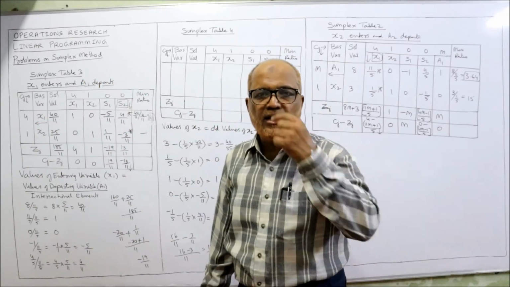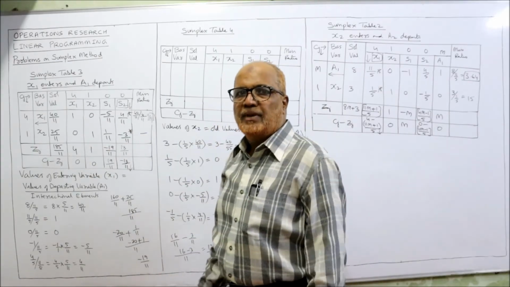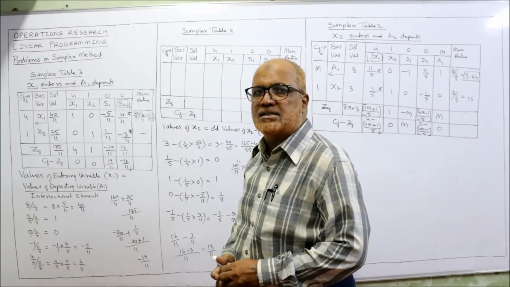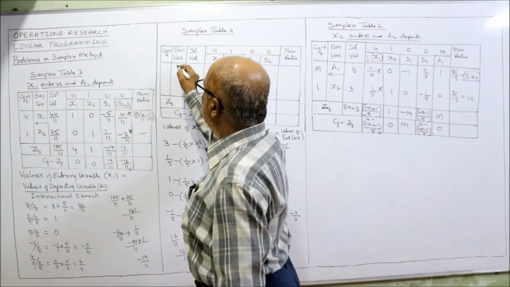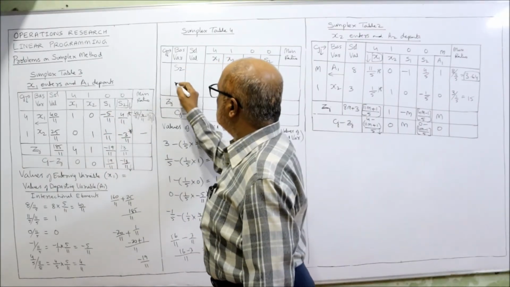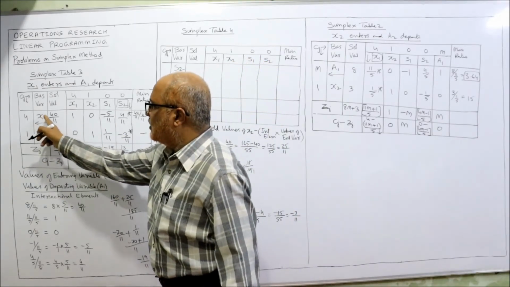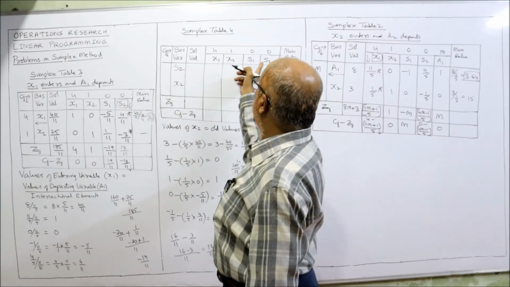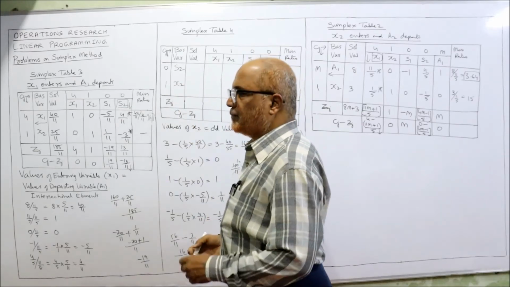In the next iteration, next table, x1 will depart, and which one will enter? S2 will enter in the next table, right? Now, in place of x1, I am taking s2, and x2 will remain the same. This x2 will remain the same, x1 will go away and s2 will come. So what is the coefficient of s2? 0. Coefficient of x2? 1.